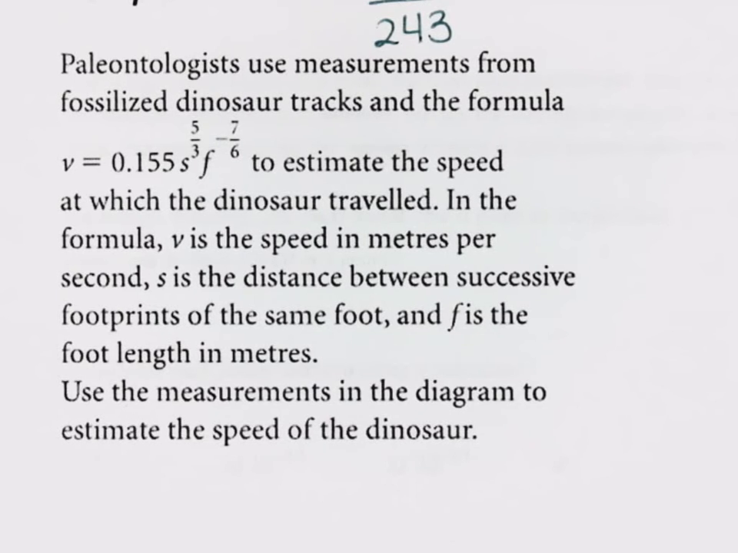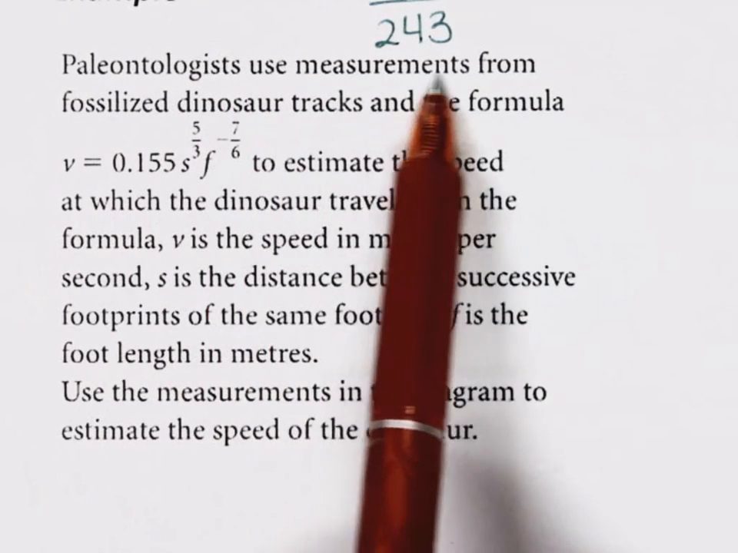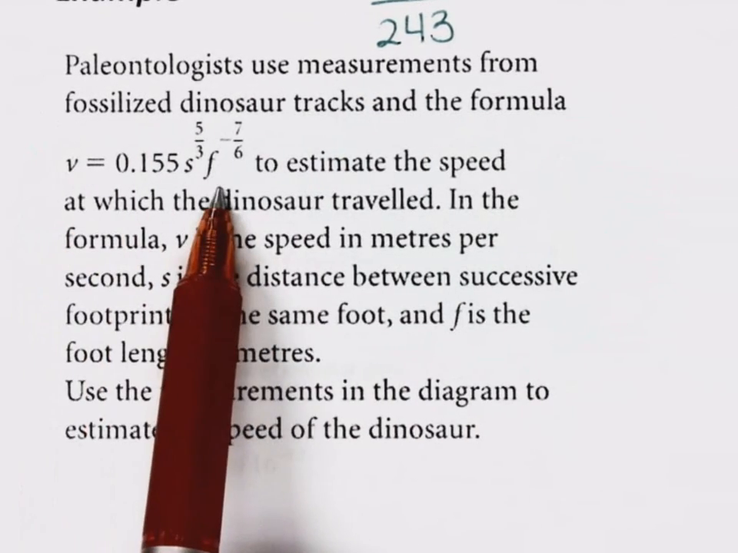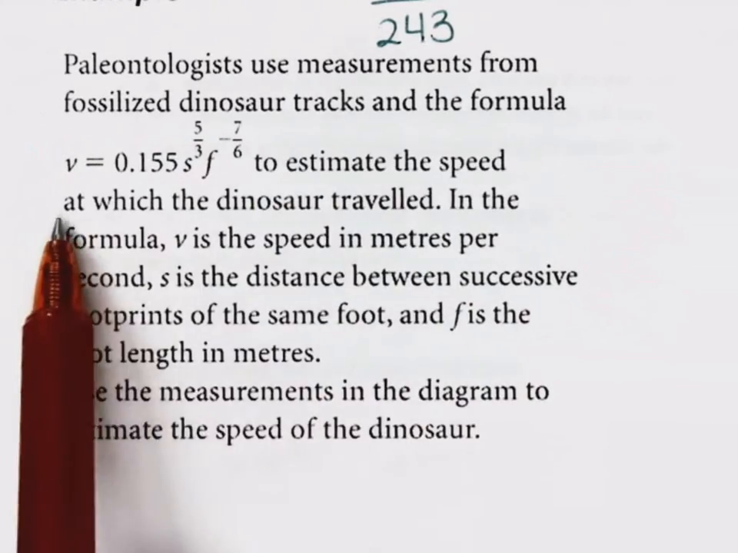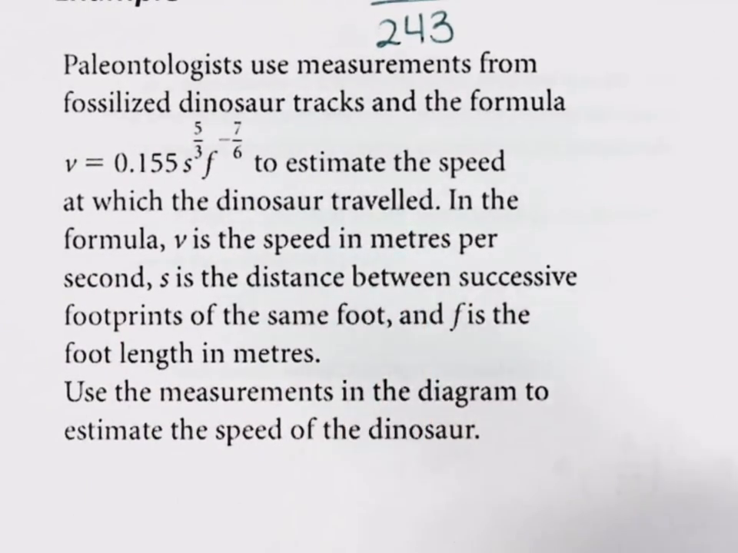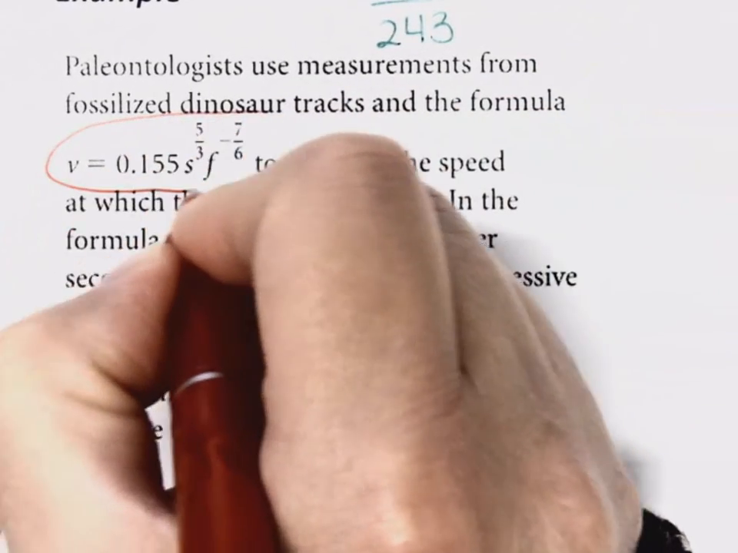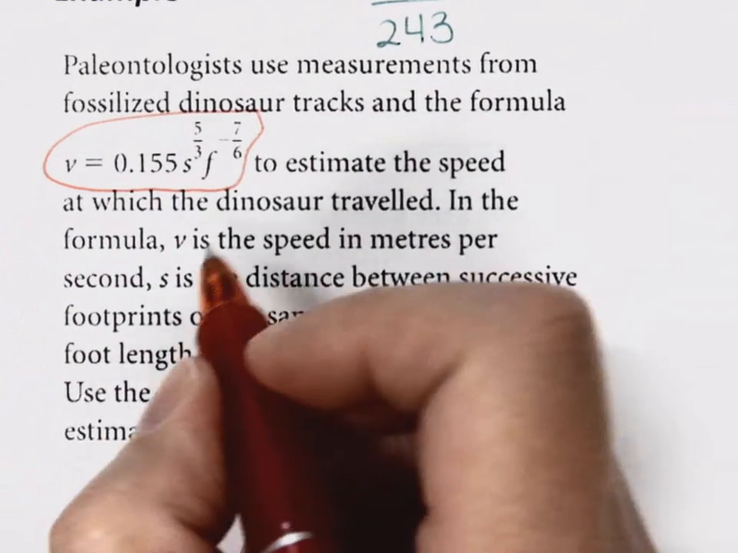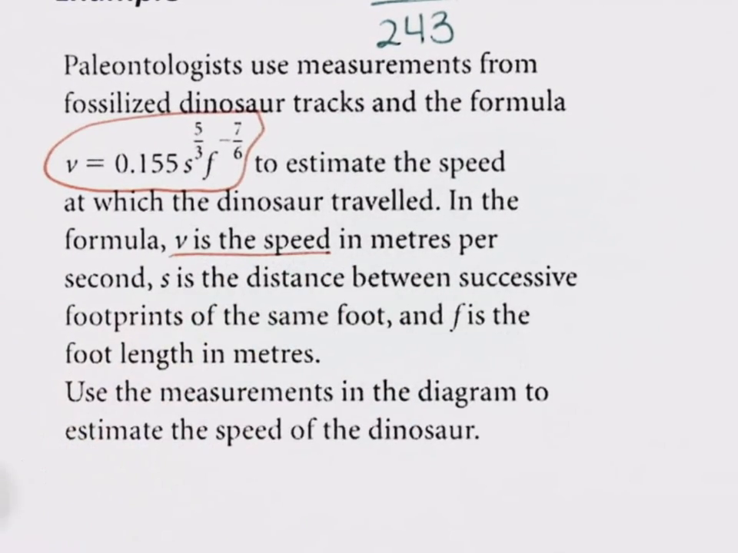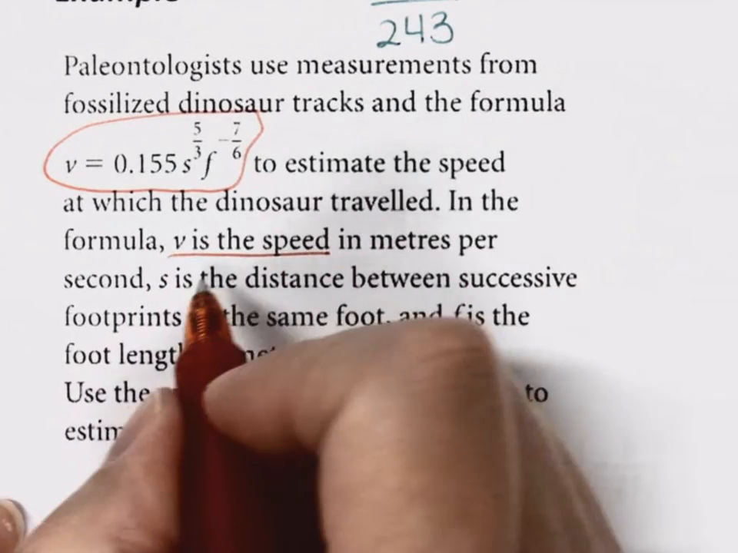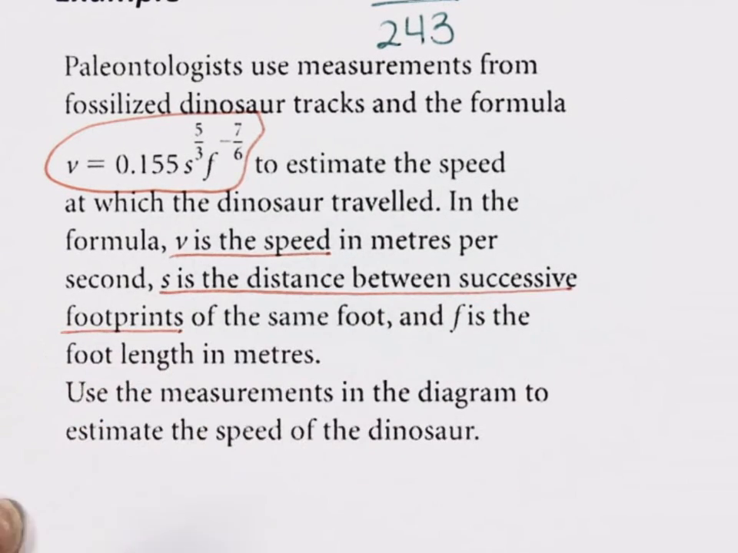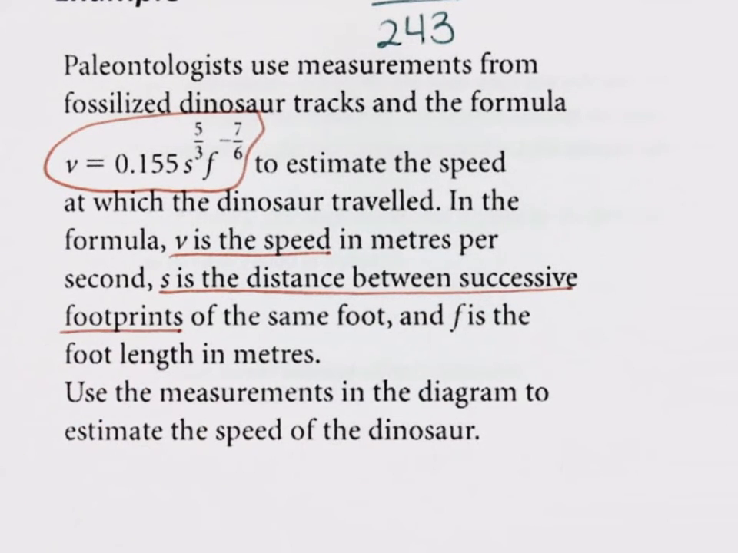People, not necessarily guys. Paleontologists use measurements from a fossilized dinosaur track and the formula to estimate the speed at which the dinosaur traveled. Okay, so it gave you the formula, folks. In the formula, v is the speed, and it gives you the units, meters per second. S is the distance between successive footprints of the same foot.